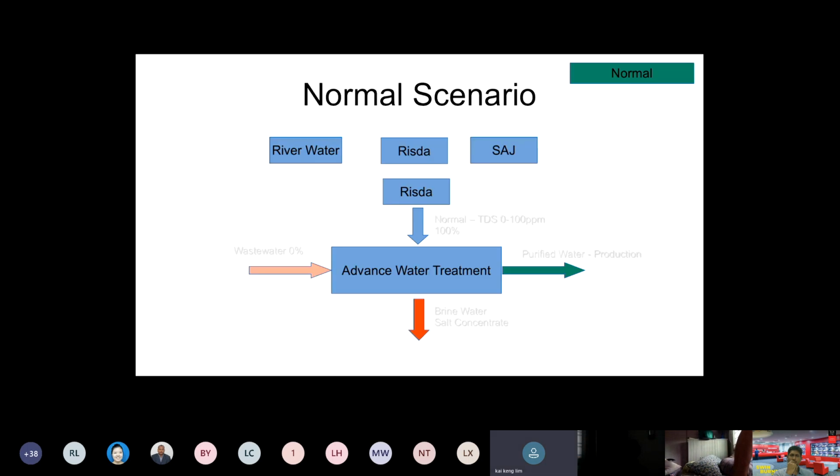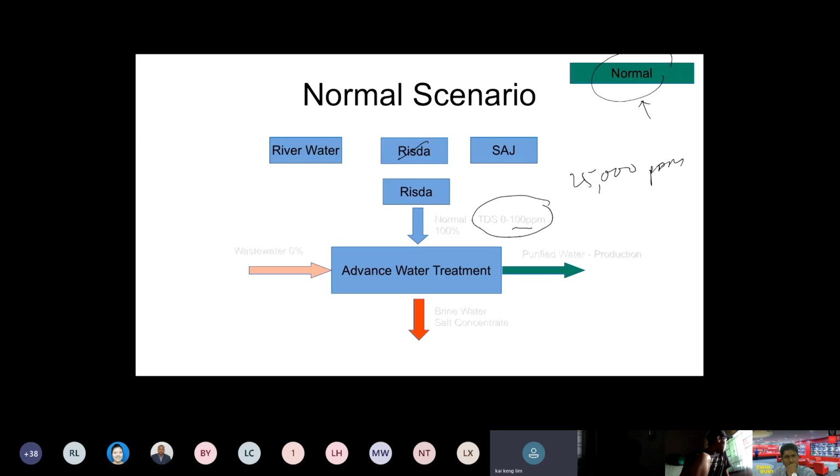So this is how the process flow looks. When we have normal water, at normal season, the TDS of the water, just now we mentioned when you have seawater it is about 25,000 ppm and above. This one is river water source 1 and 2. So the TDS is only 100 ppm. 100 ppm of this mineral, what we call TDS, is actually known as total dissolved solids.